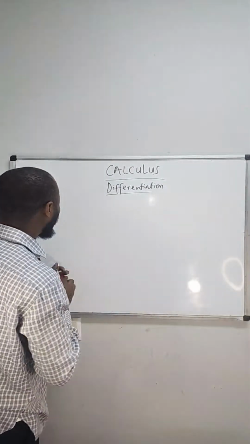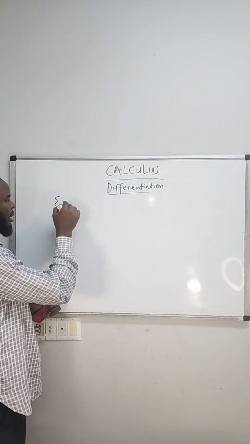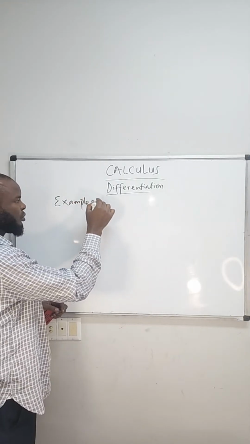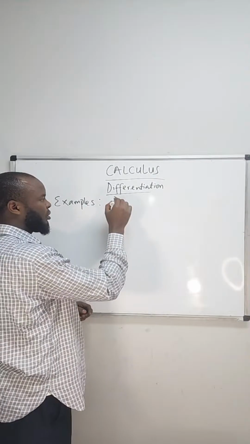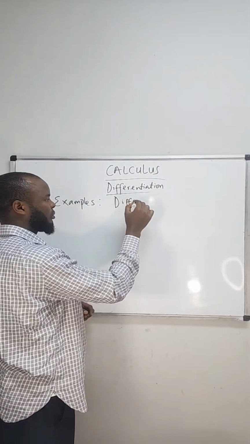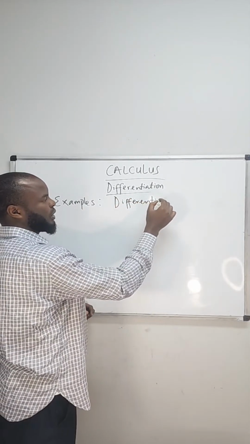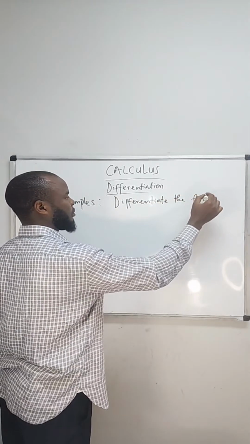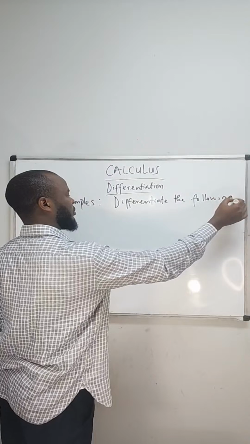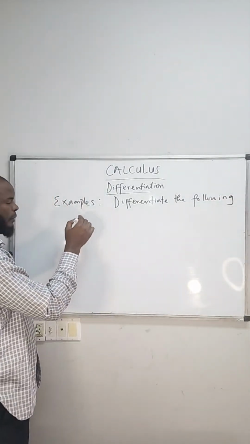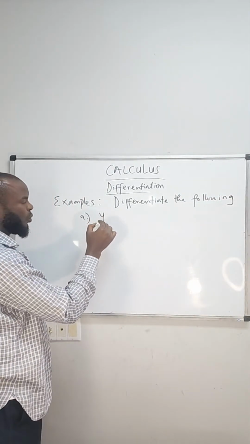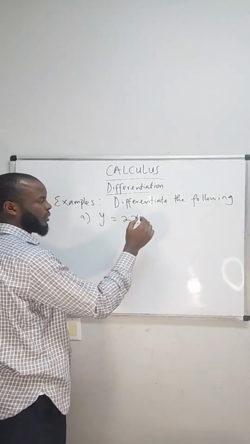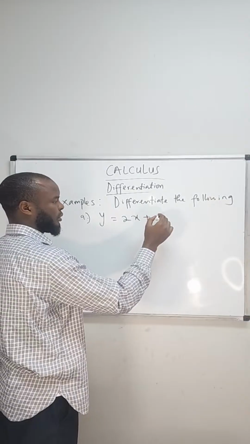Okay, let's have some examples. I'm going to do some of the examples, and I'm going to allow you to do some of the examples too. Differentiate the following. A, here we have y equals 2x plus 3.